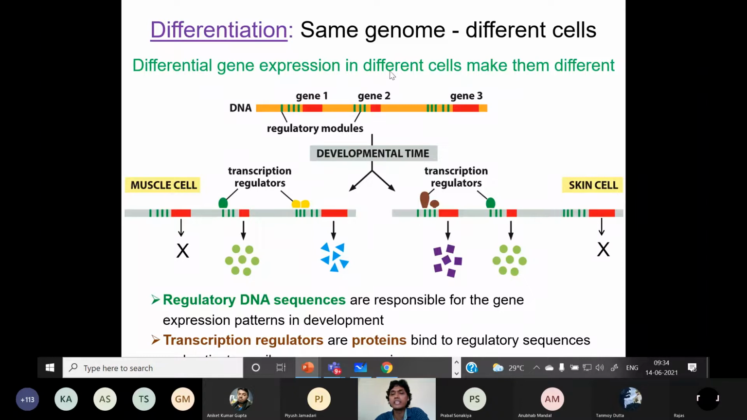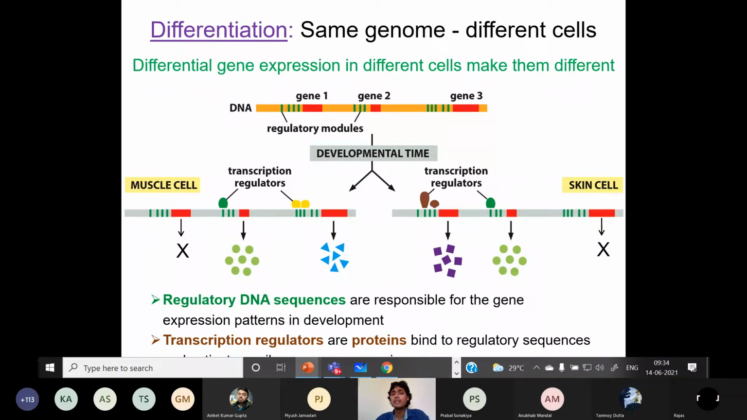If you see this example, this is our DNA, and you have 3 genes, just for explanation: gene 1 in red, gene 2 here, and gene 3. And those green color parts are regulatory modules. Just like in E. coli, I told you about the operator, right? Promoter means where RNA polymerase binds. In addition to that, they have an operator. Like that, in our system also, we have more regulatory modules. We have more complexities, right?